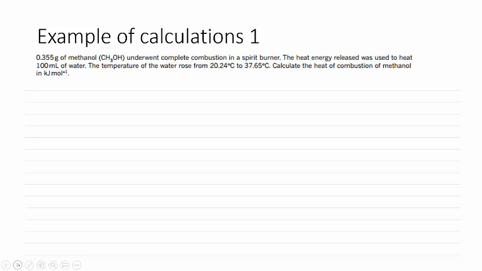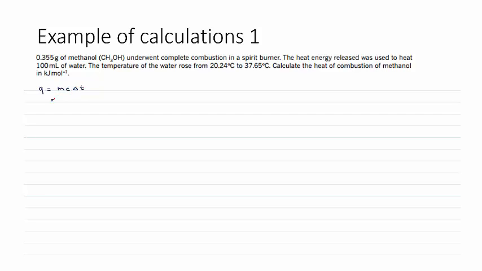You can see that's an example of the sort of data that you might produce in this experiment. First of all, by weighing the burner before and after, you've got the mass of fuel that's burnt. In this case, we've got 0.355 grams of methanol that has burnt. The amount of water in the can was 100 milliliters, and the temperature of the water rose from 20.25 degrees to 37.65 degrees. Okay, so Q is equal to mcΔT.